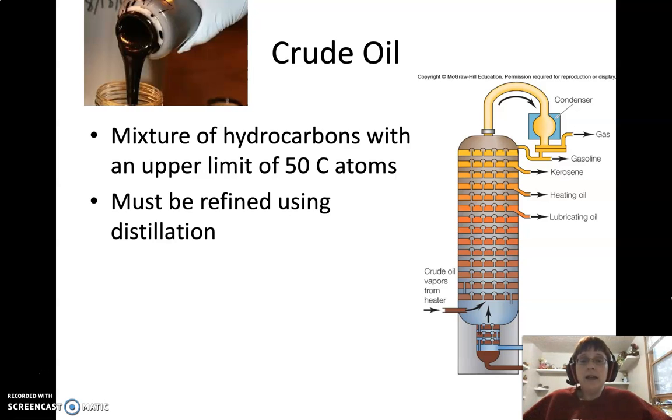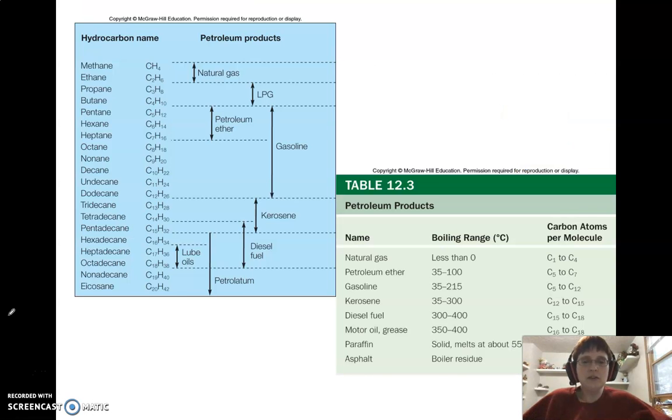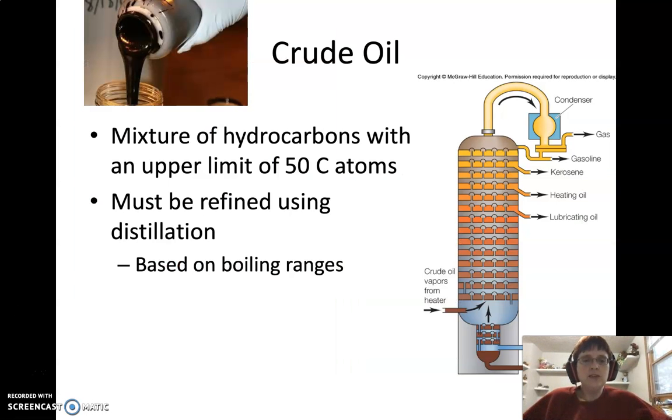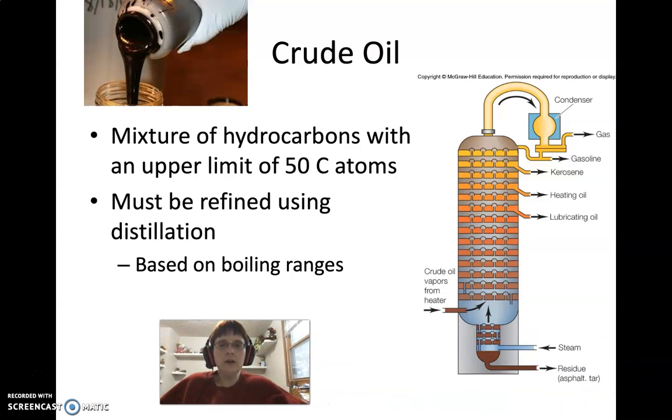We do have to refine this crude oil. We can't use it as it is. So this that you see coming out of this jug, that's crude oil. It's not usable in that form. And we refine it using boiling ranges, so using the physical property of these hydrocarbons. What they do is they heat the crude oil and take it up through one of these fractionation towers. If you go into any of the areas where they're doing oil refinery, for example, I was down in Louisiana where there's a bunch of these, you'll definitely see these towers.